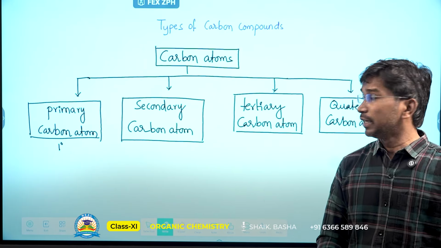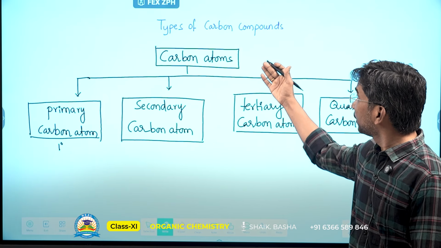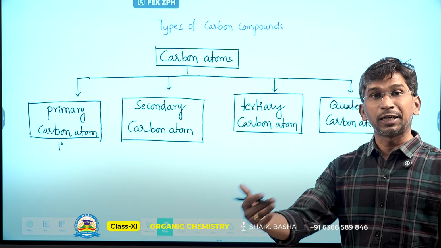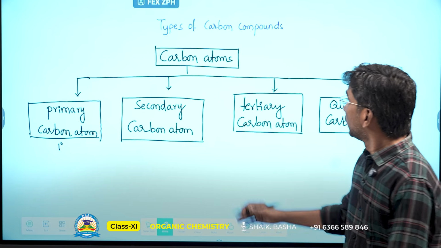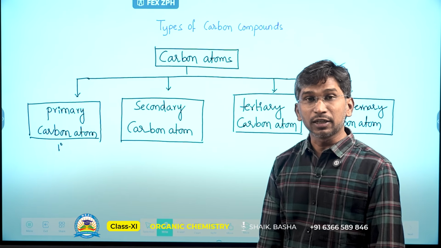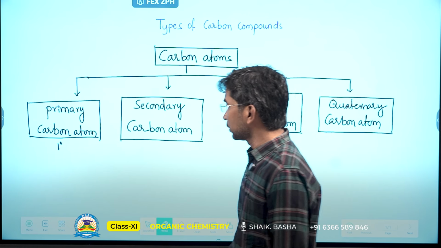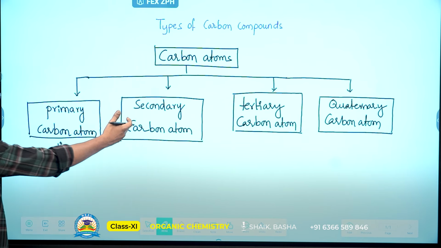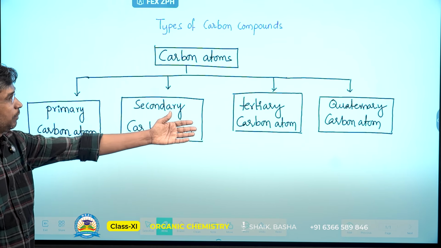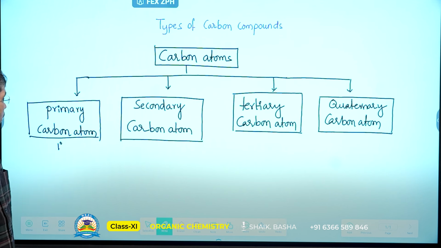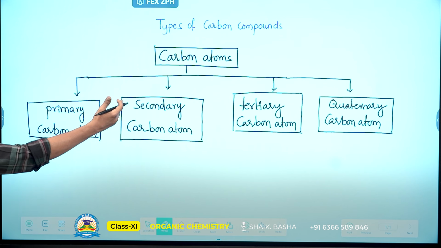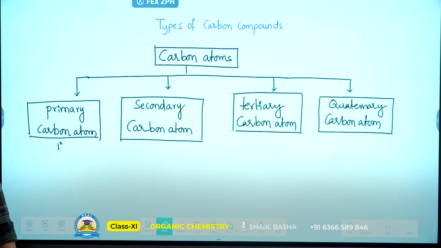Hello everyone. In this video I am going to discuss types of carbon atoms and types of hydrogen atoms. Based on connectivity, carbon atoms are mainly classified into four types. What are those? Primary carbon atom, secondary carbon atom, tertiary carbon atom and quaternary carbon atom. Then what is primary, what is secondary, what is tertiary and what is quaternary? I'll explain.